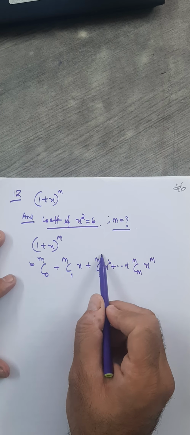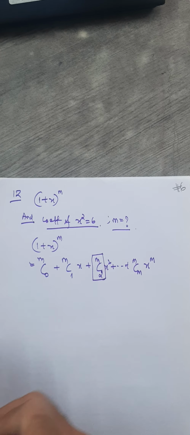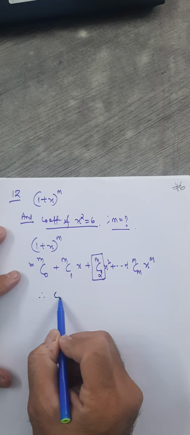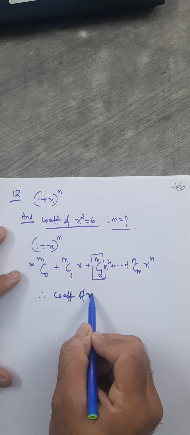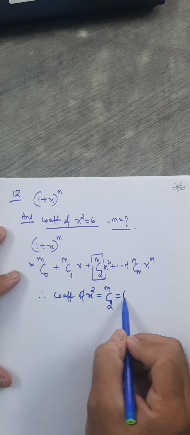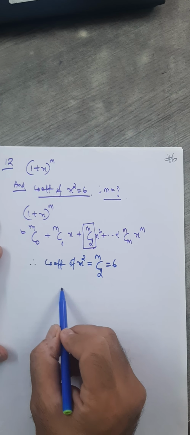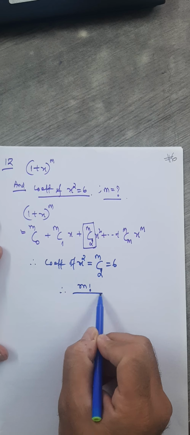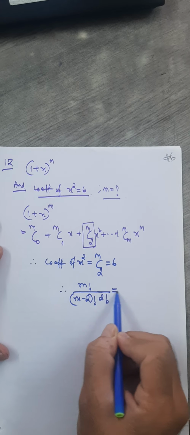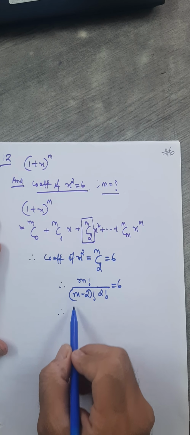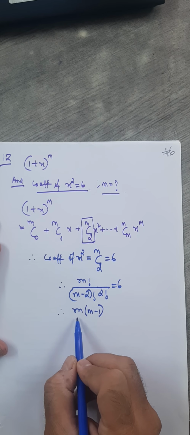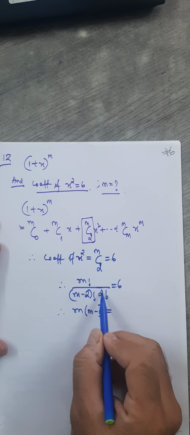You want the coefficient of x squared. What's the coefficient of x squared? It is this, right? So here I'll write coefficient of x squared equals mC2, which equals 6. Now what is this? m factorial upon (m minus 2) factorial into 2 factorial equals 6. We are just simplifying this. So we'll get m into (m minus 1), and (m minus 2) factorial will cancel with this. 2 factorial is just 2. I'll take it to the other side.